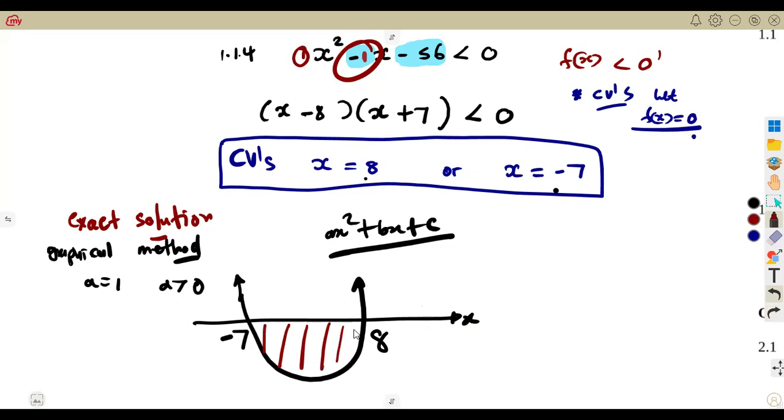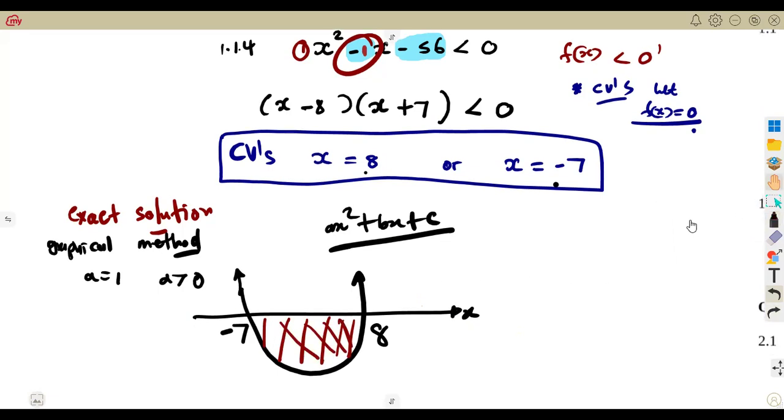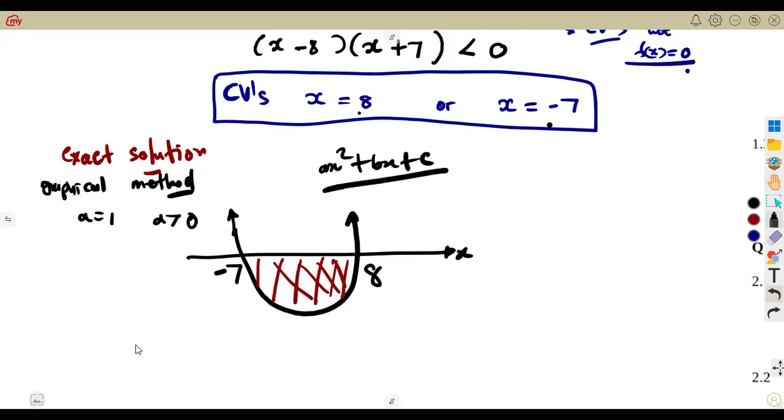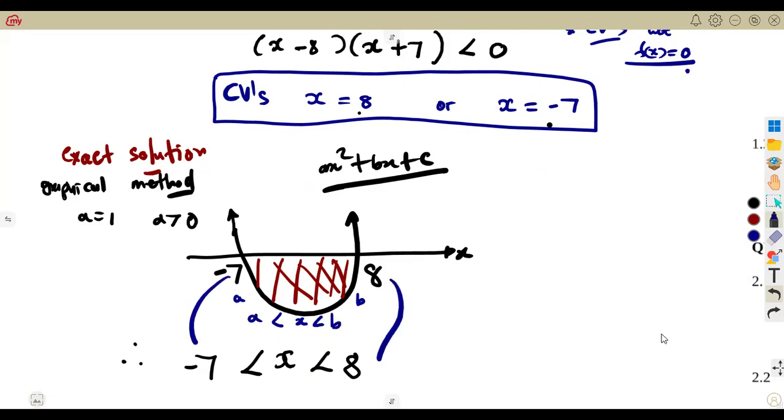All right? And any solution taken in between is going to be written in which format? Therefore, our x is going to be greater than -7, but less than 8. Remember, I talked about this. When this is A and this is B, you're going to have x is greater than A, but less than B. So in this case, these are the numbers representing A and B. Just like that, we can work it from the graphical method.